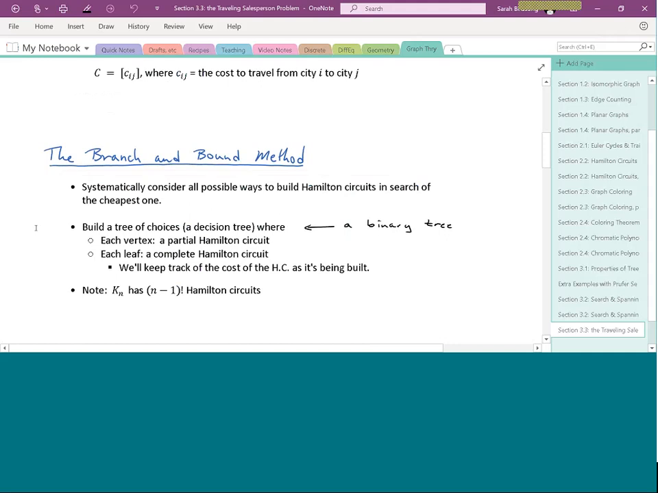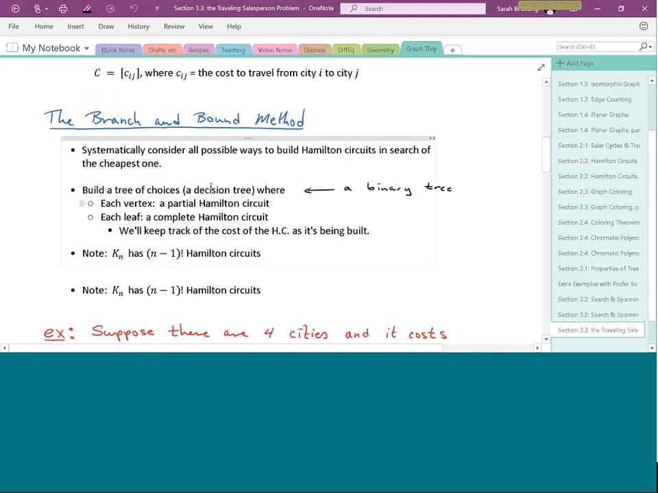systematically building up to all of the Hamilton circuits that are possible in the graph that we have. Hint, we're not really going to build to all of them. Instead, we're going to progress our way through a tree that would build all of the Hamilton circuits, but we're only going to build out that tree along the cheapest branches.